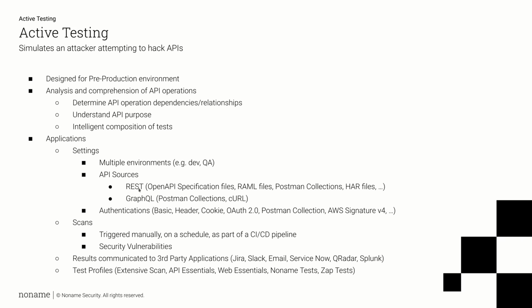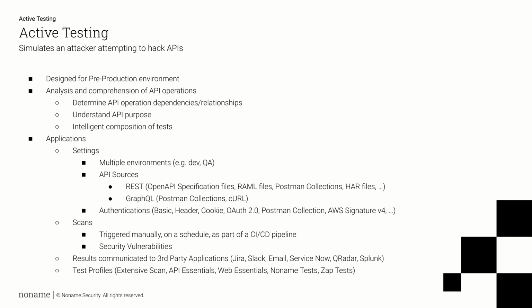So API sources is how active testing discovers APIs. Currently RESTful is supported, GraphQL is supported, and these are some of the ways you can help active testing discover these APIs. In our case, we're going to be using, across the board, OpenAPI specification files because it's the most complete way of discovering APIs. I could have used RAML, but RAML is another format that is not as popular as OpenAPI specification. Both OpenAPI specification and RAML are among the better ways to introduce APIs. Why? Because they contain complete descriptions of your APIs.